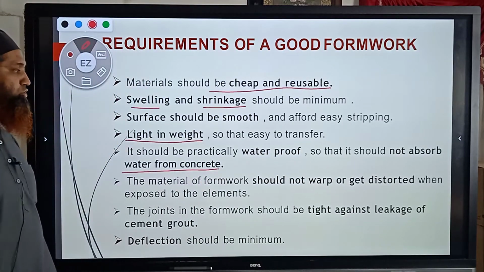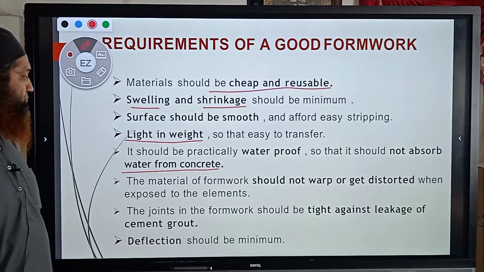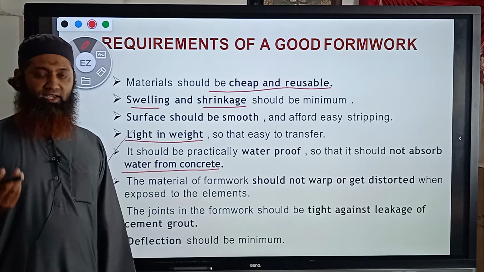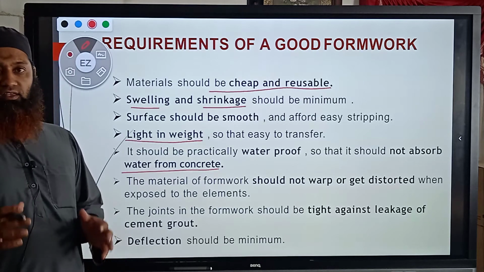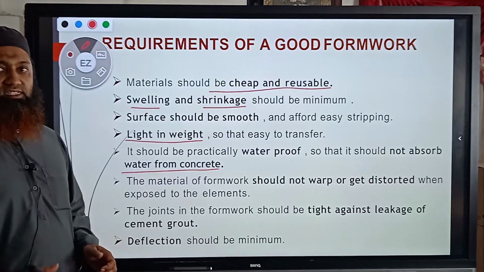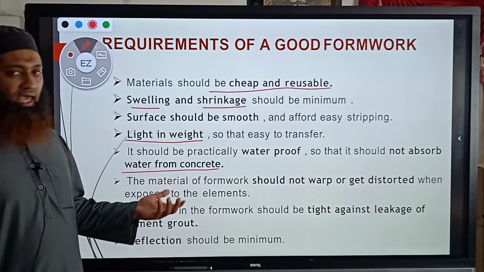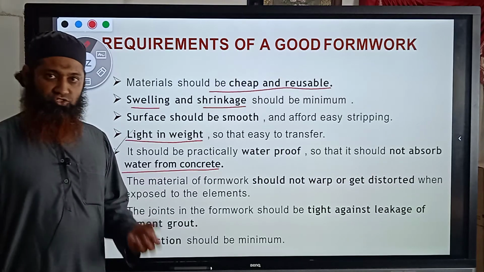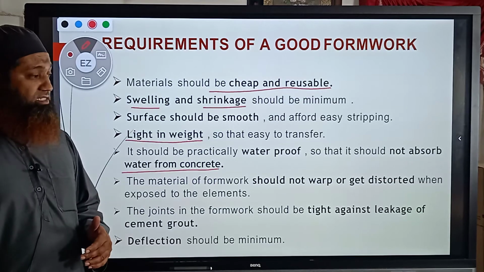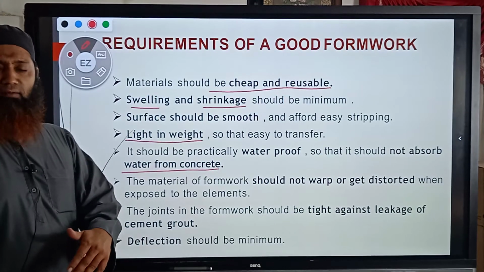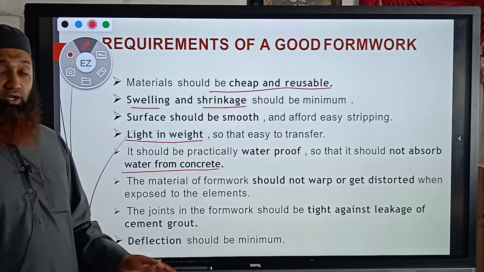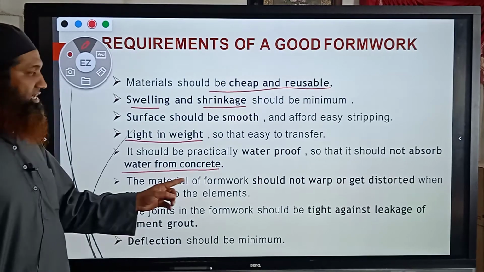The material of formwork should not warp or get distorted when exposed to elements. Sometimes what happens if the formwork is not proper, because different materials are used here, first we place the reinforcement, then we pour the concrete into it. Because of that, sometimes the formwork gets warped. As I told you, if the formwork is distorted, it will lead to the failure of the formwork, and because of that there have been chances where the whole structure had come down and a big loss had taken place. It had occurred in many places also. So it is very essential the formwork should not get distorted also.